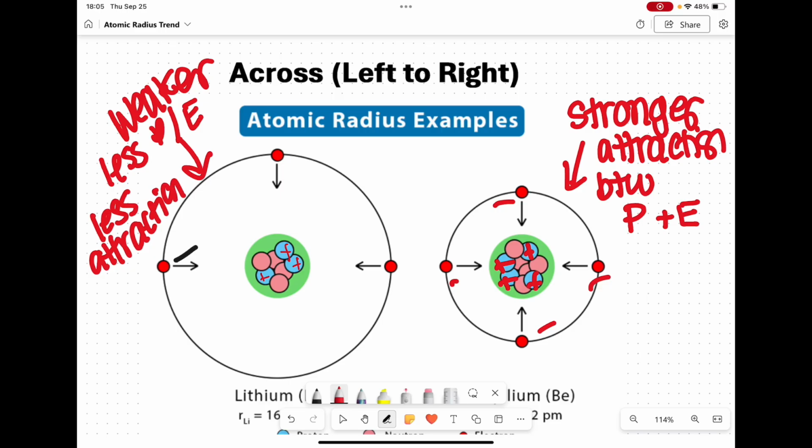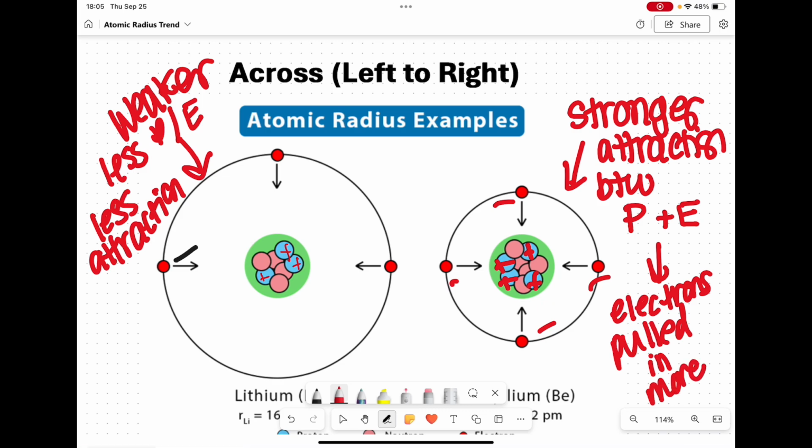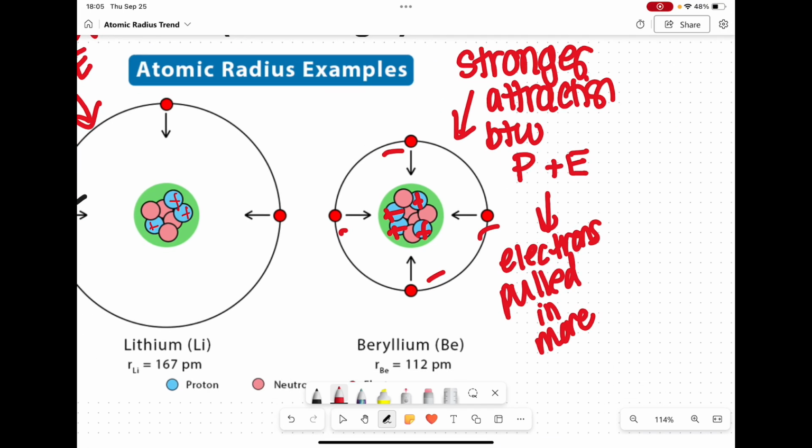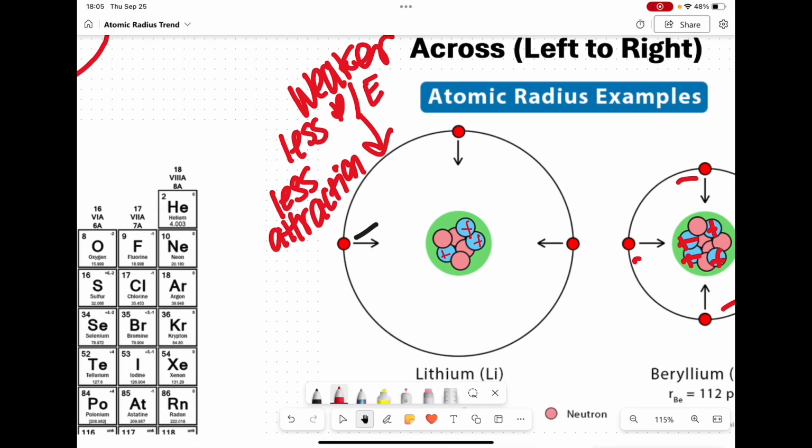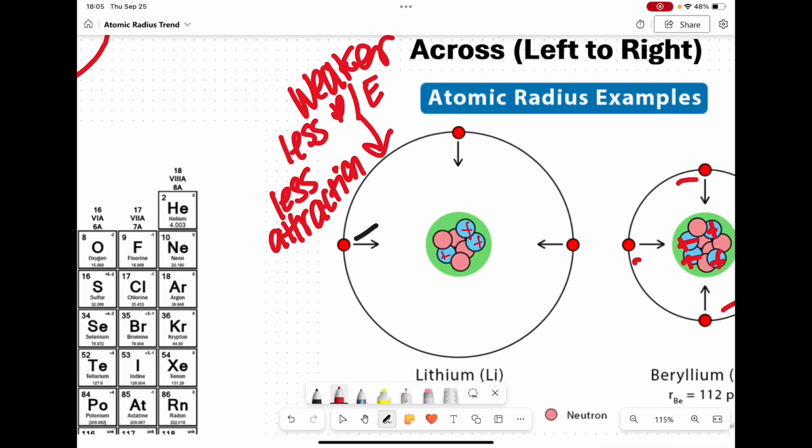The amount of attraction affects how close those electrons are pulled into the center. So with the stronger attraction, the electrons are pulled in more, and that is what makes it smaller. Because fewer protons and fewer electrons means there's less attraction, they are not pulled in as tight, which makes them larger.